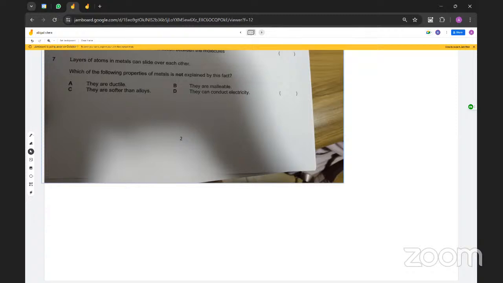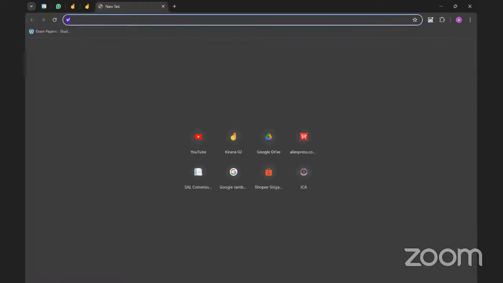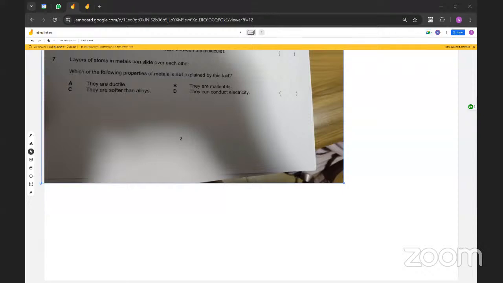Layers of atoms in metal can slide over each other. Is this new to you? Yes. Okay. I'm going a bit ahead of the syllabus, so I don't know why your teacher has this as homework, but a good student studies before the class, right? So that's what I'm going to do.